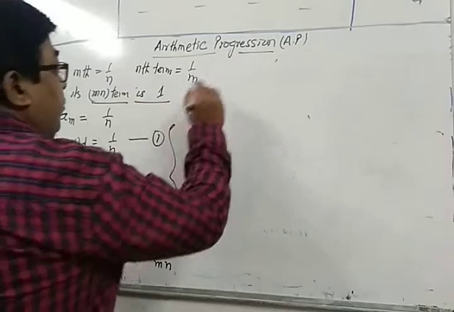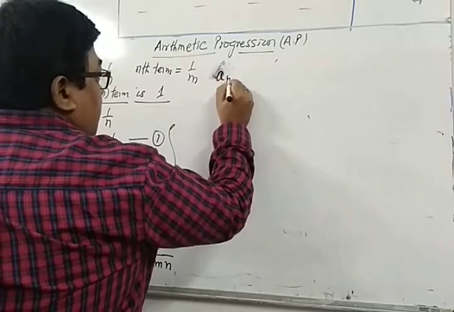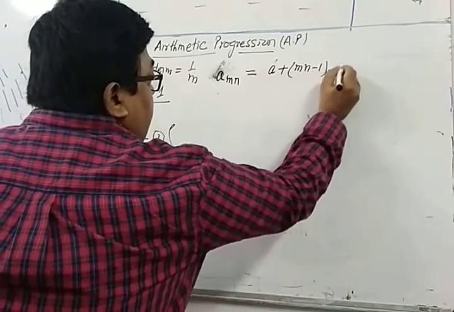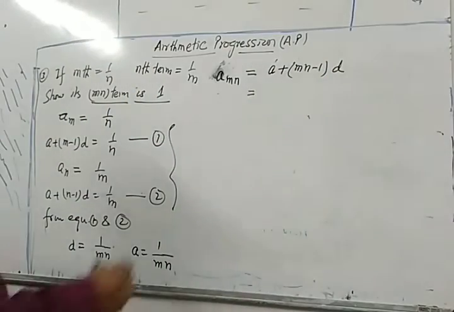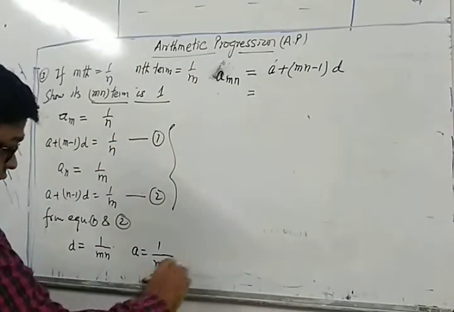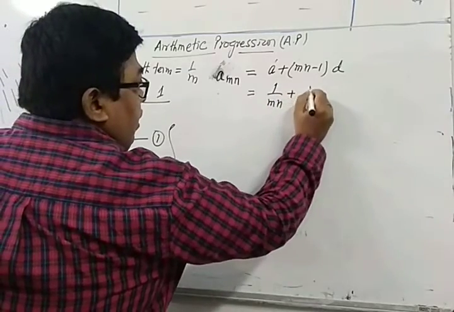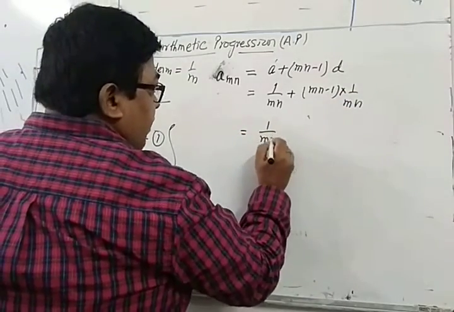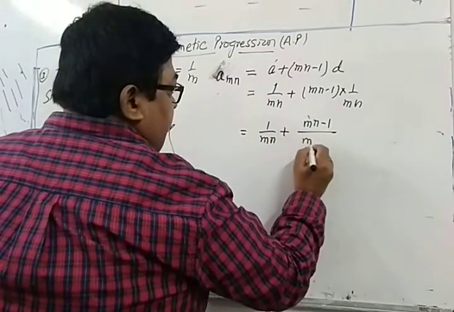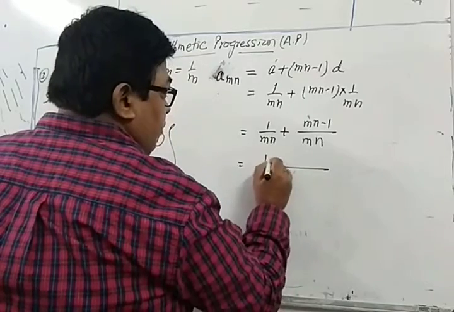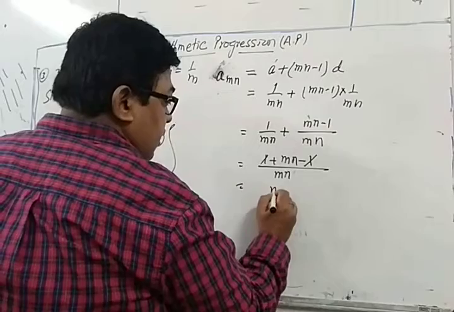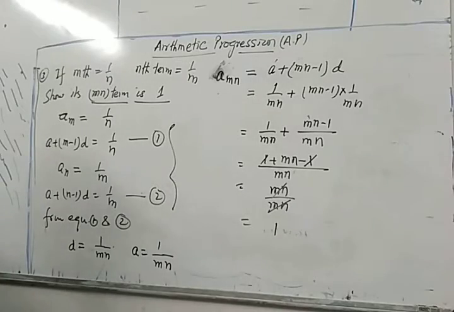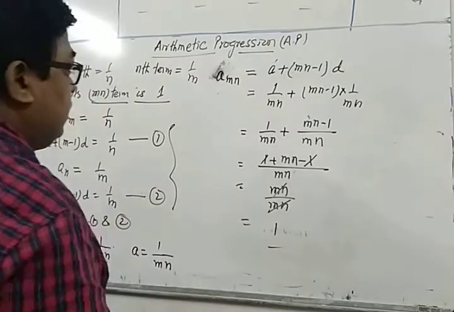After getting these values, now coming to the main point, that is amn, the mnth term. According to the formula, this would be a plus mn minus 1 d, right? We are putting the value of a, which we already have as 1 upon mn, and the value of d, which is also 1 upon mn. So 1 upon mn plus mn minus 1 upon mn, taking mn LCM, 1 plus mn minus 1, this and this cancel, mn upon mn, and now you have the value 1. Okay. So this is the proof. This we have to show.